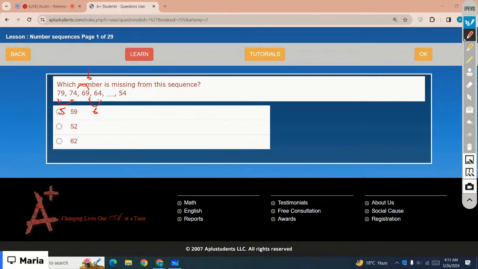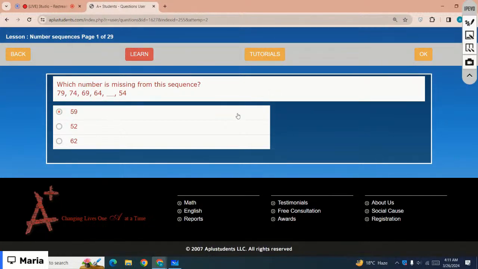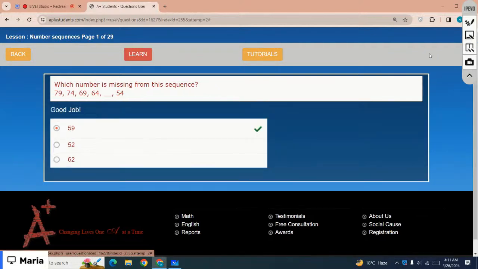So you're going to subtract 5, right? 64 minus 5 is 59. The correct option is 59. Option number 1 is the correct option.